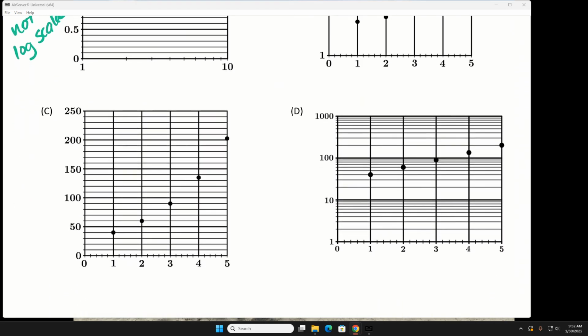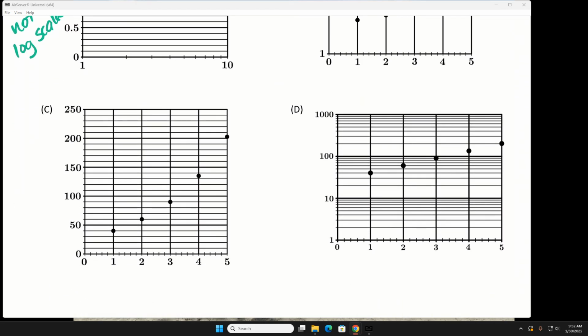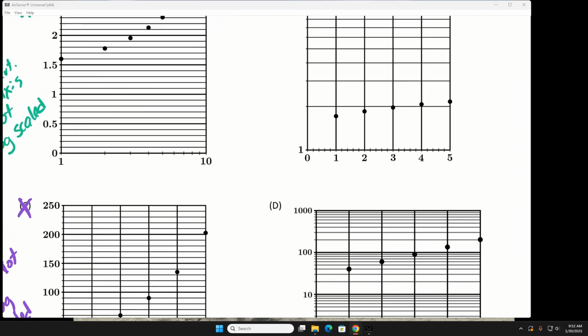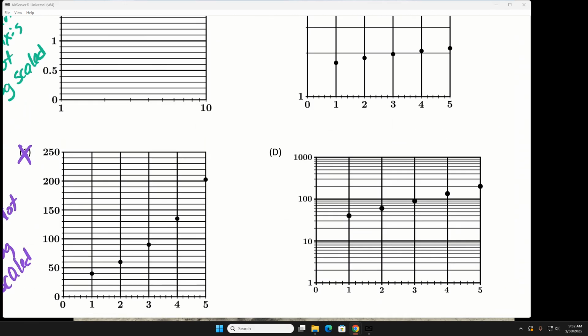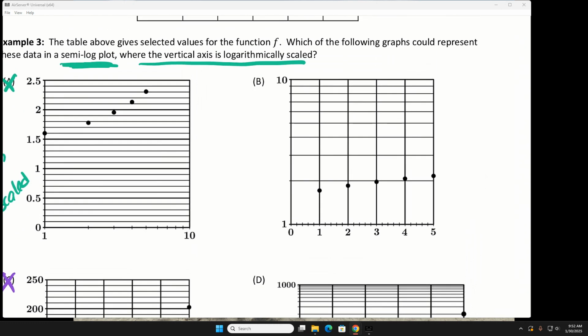All right, what about C? Is C logarithmically scaled anywhere? No. All right, so we don't even need to worry about those. There's no possible way they are going to be our answer. However, C and D both have a vertical axis that's logarithmically scaled.